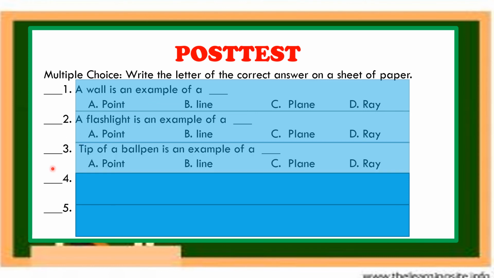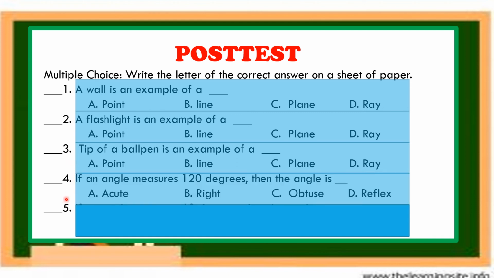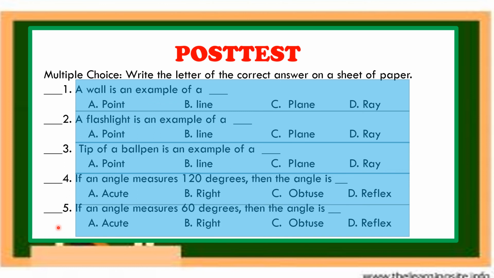Number 3, tip of a ball pen is an example of a blank. Letter A, point. Letter B, line. Letter C, plane. Letter D, ray. Number 4, if an angle measures 120 degrees, then the angle is a blank. Letter A, acute. Letter B, right. Letter C, obtuse. Letter D, reflex. Number 5, if an angle measures 60 degrees, then the angle is a blank. Letter A, acute. Letter B, right. Letter C, obtuse. Letter D, reflex.